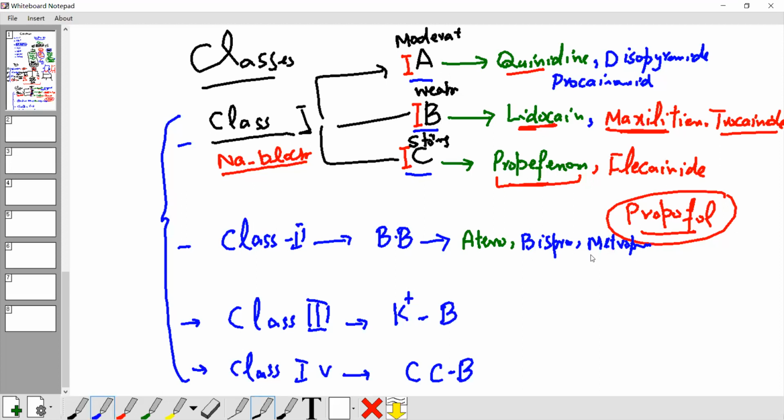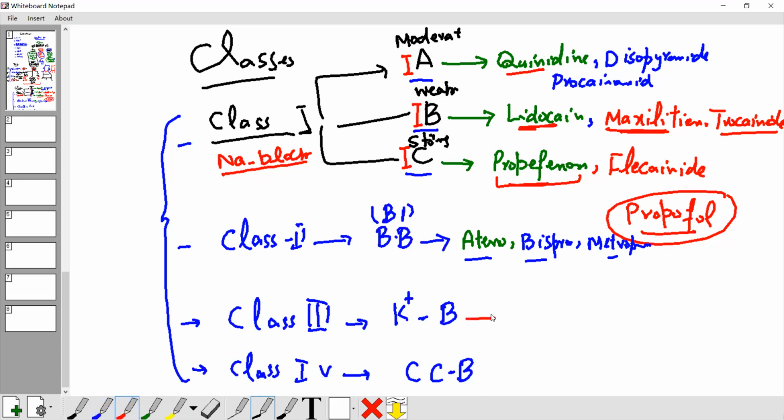Atenolol, bisoprolol, and metoprolol. These are cardio-selective beta blockers. They go for beta 1.